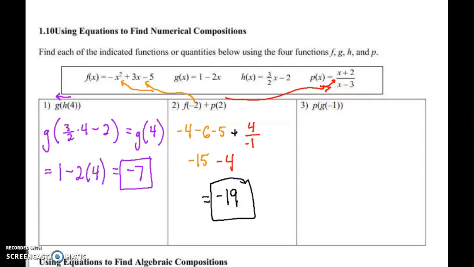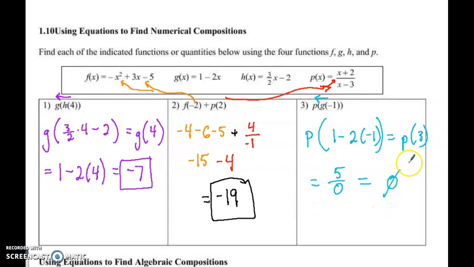Now here's another composition function. So you have to go right to left, figure out what g of negative 1 is first. Well, how do you figure out g of negative 1? That's plugging in negative 1 for that x. I don't know why I put my parentheses so far away, so let me get rid of that. I think that's pretty obvious that is equal to 3 because it's 1 plus 2. So now go to your p function and plug in 3 for both of those x's. So you get 5 on top divided by 0. Uh-oh, that is undefined. We can't do that problem.